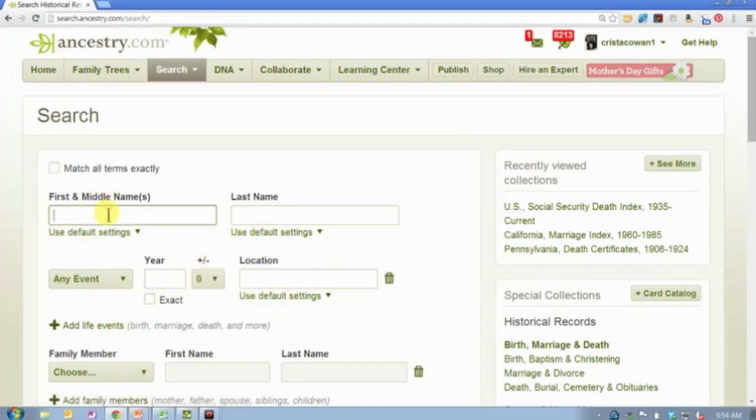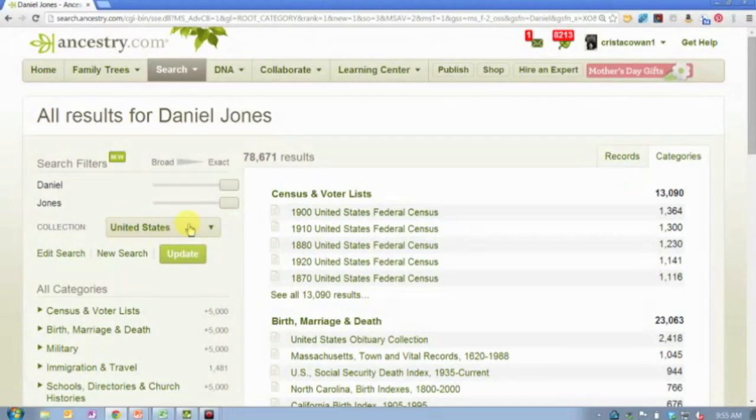And I'm going to type in a particular name. In this case, I'm looking for a man named Daniel Jones, okay? Now I could say match all terms exactly just to see what comes up and click search. Now I've got this filtered to only show me records in the United States, and I've got 78,000 results, okay? That gives me an idea of how popular this particular name is.